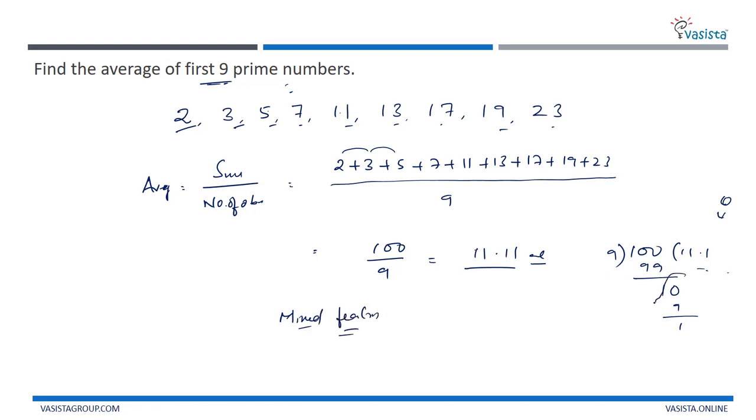Consider up to here only. That is nothing but how you are going to place quotient, remainder and divisor. What is the quotient here? 11. What is the remainder? That is 1. What is the divisor? 9. So this is the answer: 11 1 by 9, or 11.11. This is the answer for this.